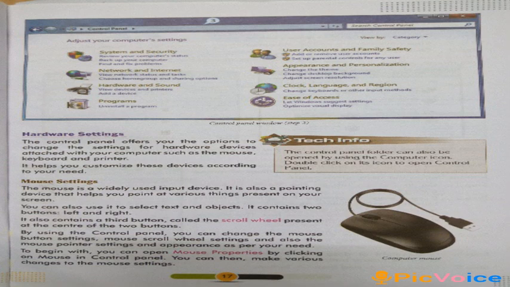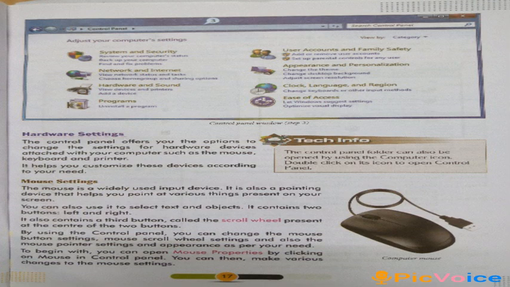Hardware settings. My dear students, you know which parts are called the hardware of a computer, like mouse, monitor, keyboard, CPU. All these are some hardware parts of a computer. And control panel offers the options to change the settings for hardware devices attached with computer, and it helps us customize these devices according to our need.